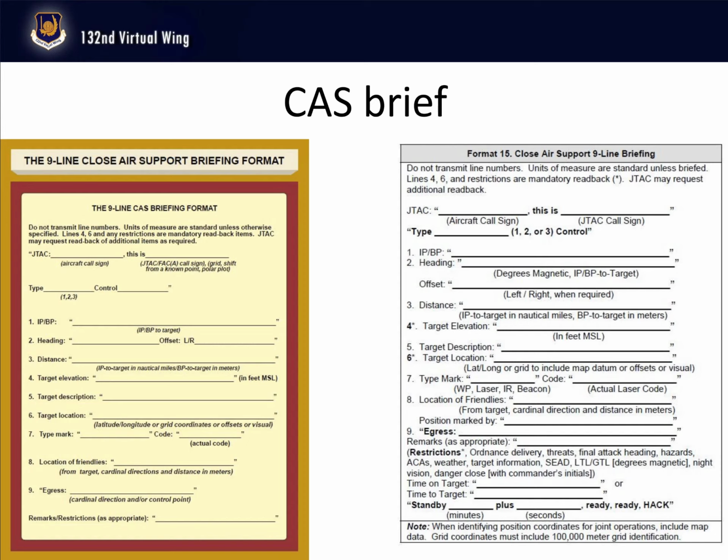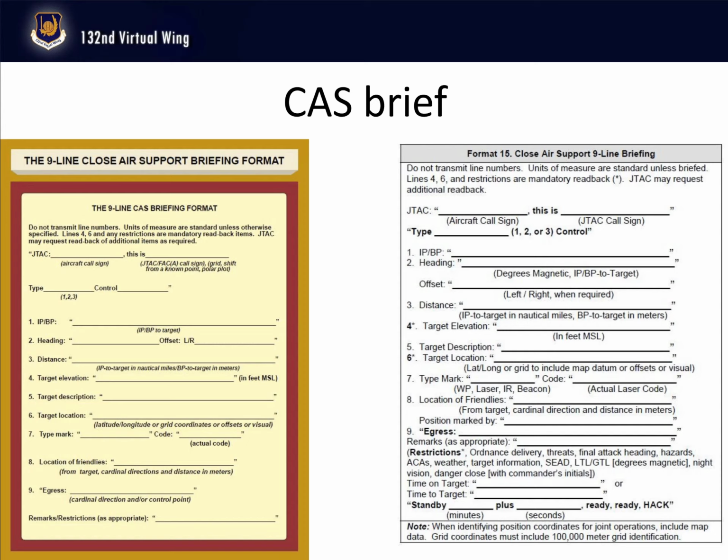There are 3 lines from those that are mandatory readbacks. Which lines? Line 4, line 6, and line 8. Target elevation, target location, and location of friendlies relative to the target. We'll get to this in a moment.